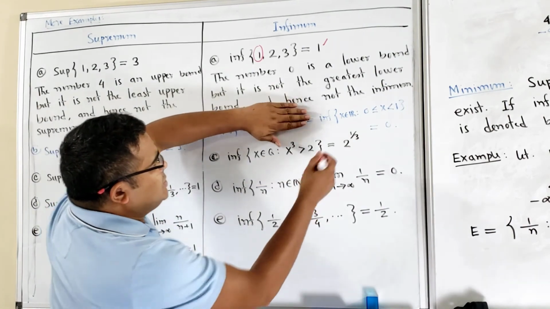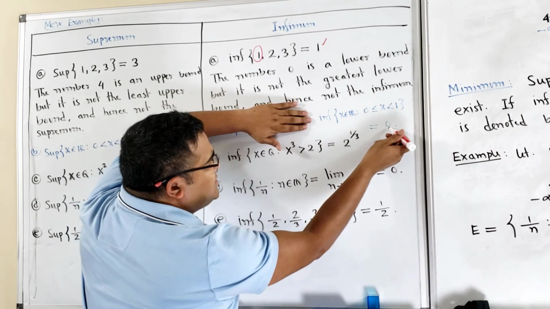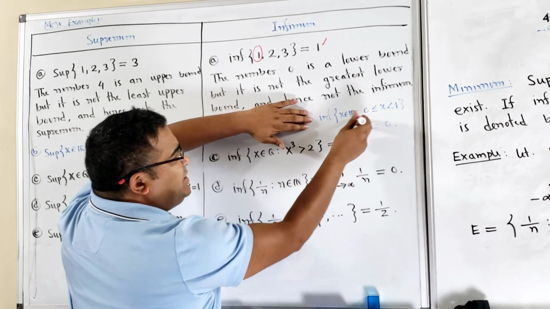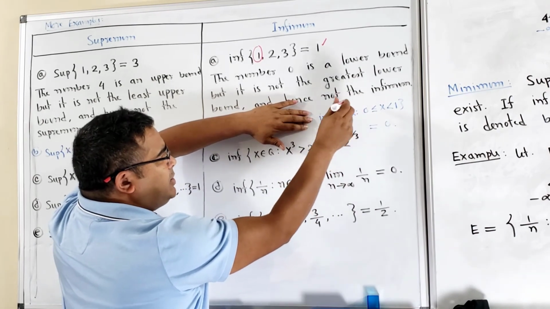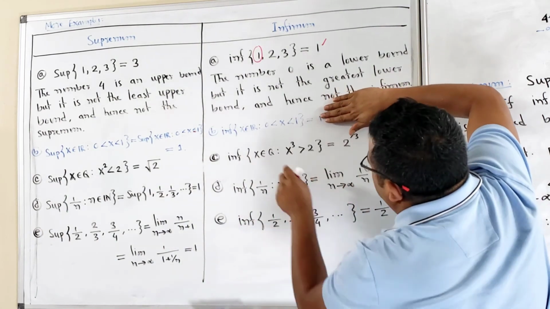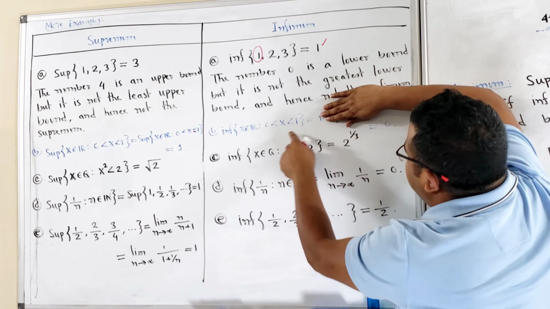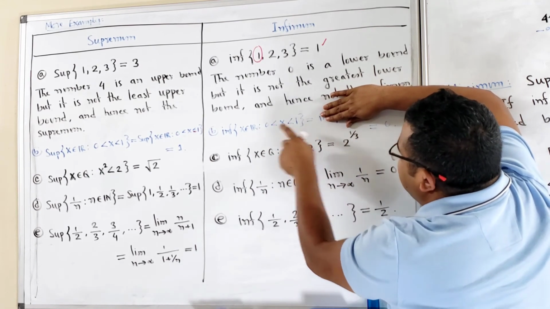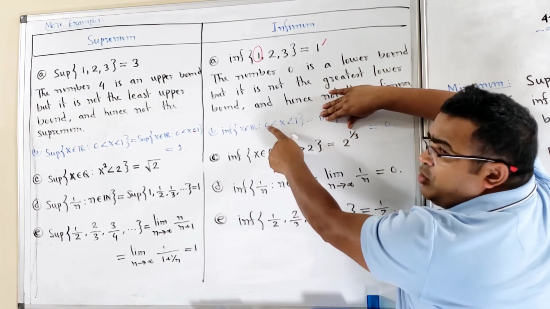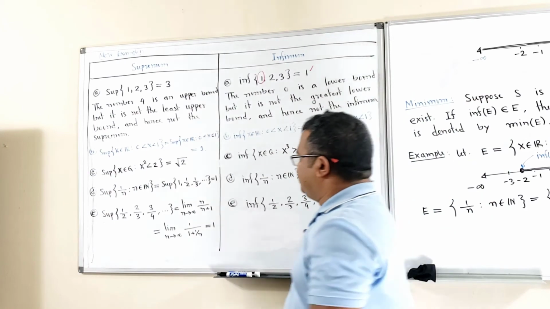But if you consider only this set, what is the minimum? The infimum is 0 and 0 is also in this set, so 0 is the minimum of this set. And if you consider this set, 0 is the infimum, but 0 is not in this set, so 0 is not the minimum of this set.